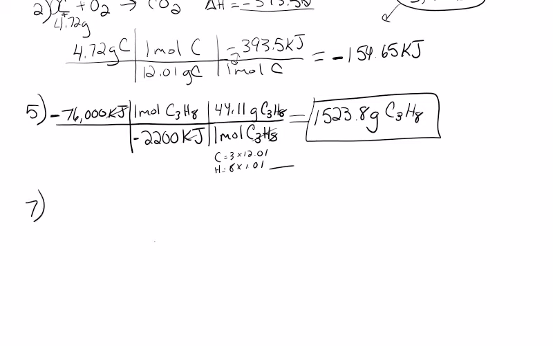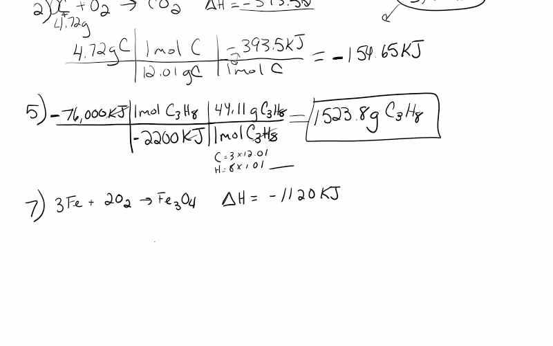Remember number 6, we're going from mass to energy, so do it like problems 1 and 2. For number 7, they're asking what mass of iron must react to produce 36,000 kilojoules of energy. And the equation says 3Fe plus 2O2 is going to yield Fe3O4. And the delta H of that reaction is going to be a negative 1120 kilojoules.